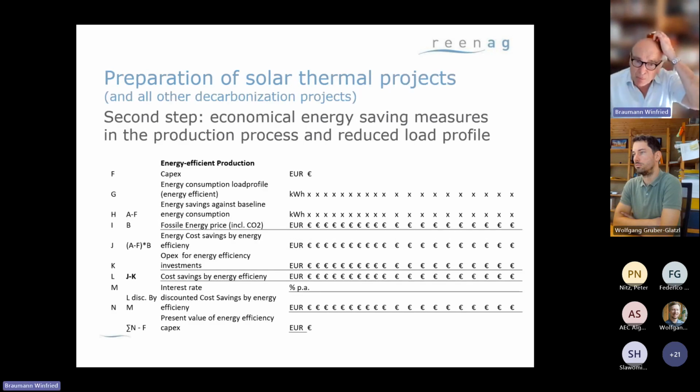In the next step, we are coming to possible energy savings in the production plant. As Christoph Brunner has already mentioned, this is a very important step according to the energy efficiency first principle. And therefore, it has to be determined which investments are economical and what are the necessary investment costs to reduce energy consumption in the production unit.